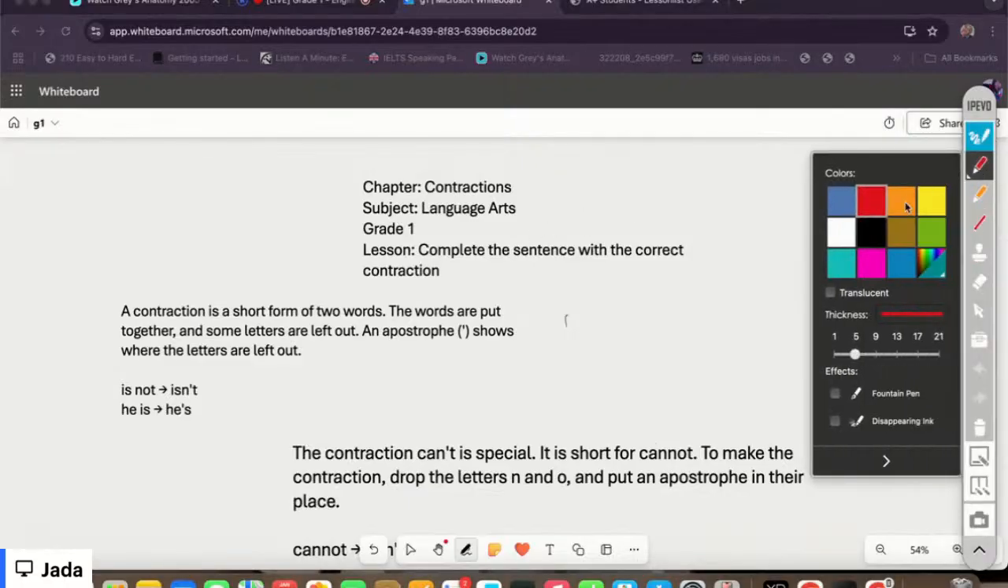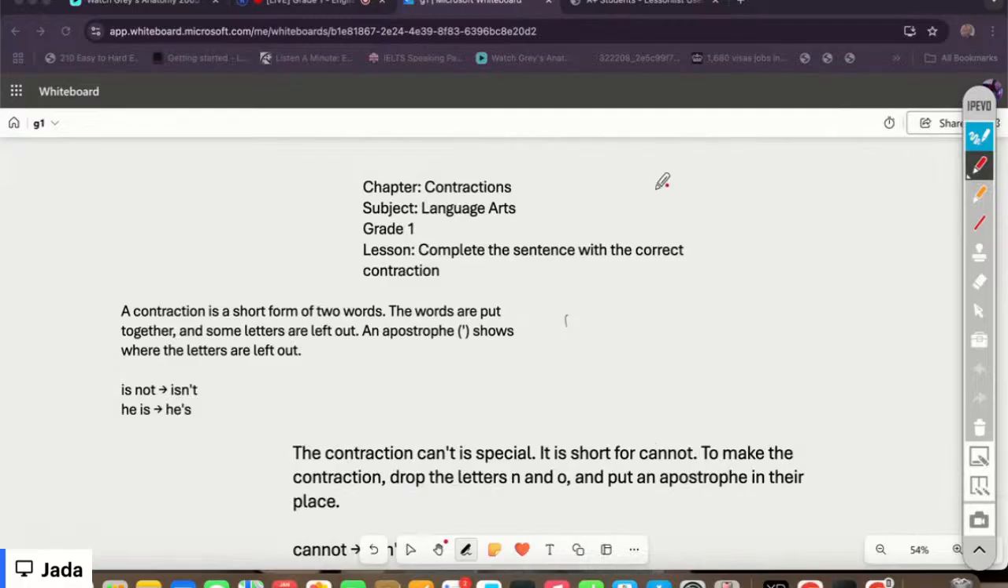First of all, you have to log in using a+student.com. So you click on your name, you move on to language art, you go to grade 1, and under grade 1 you will see the chapter contractions. We have the lesson complete the sentence with the correct contraction.